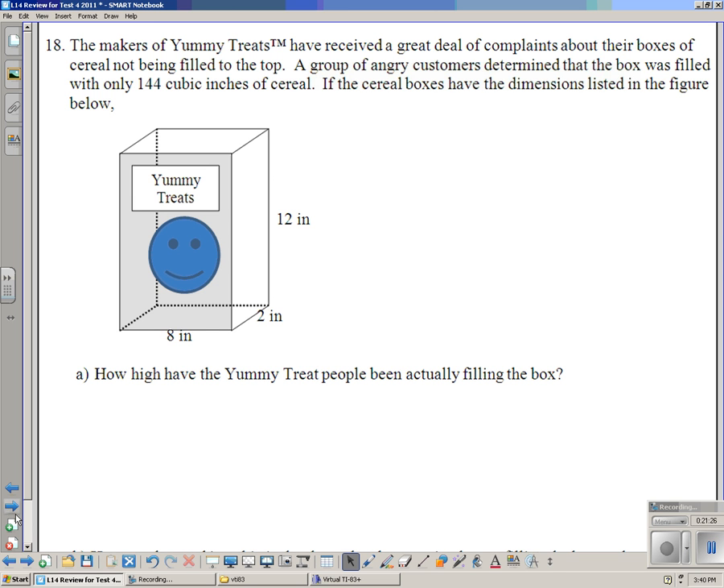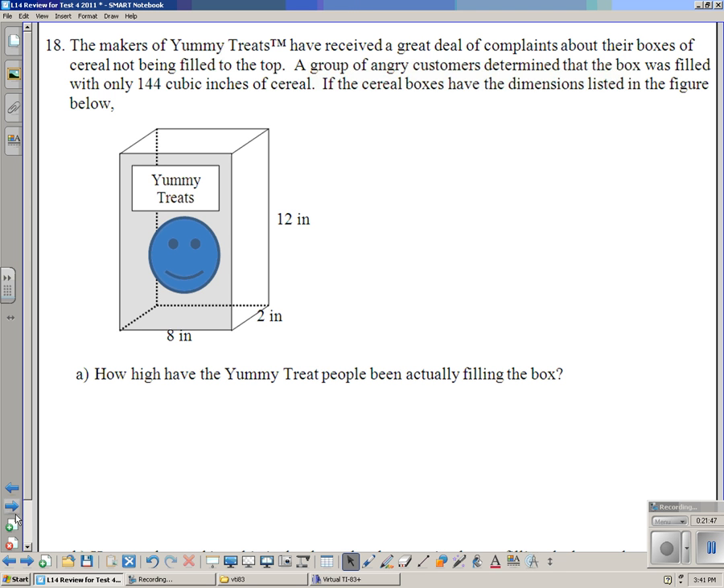The makers of Yummy Treats have received a great deal of complaints about their boxes of cereal not being filled to the top. A group of angry customers determined that the box was filled with only 144 cubic inches of cereal. If the cereal boxes have the dimensions in the figure below, Part A says, how high have the Yummy Treat people been actually filling the box?